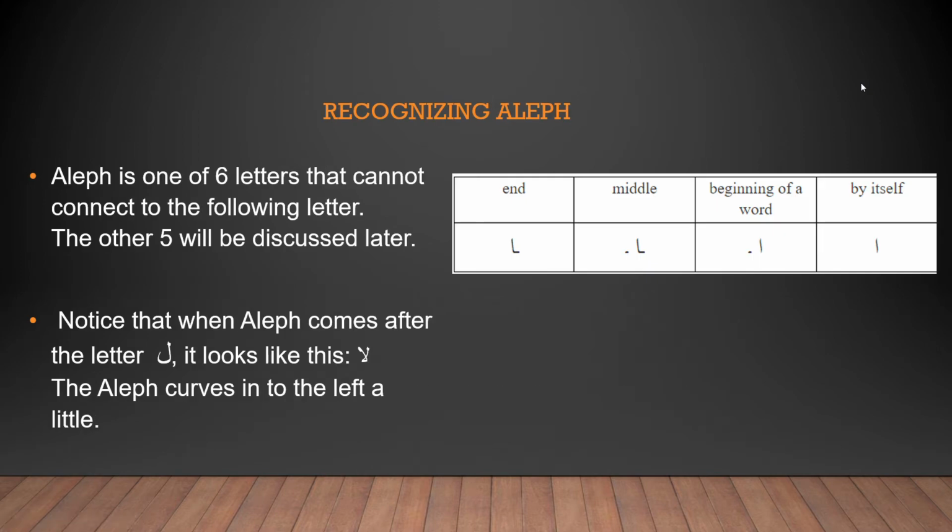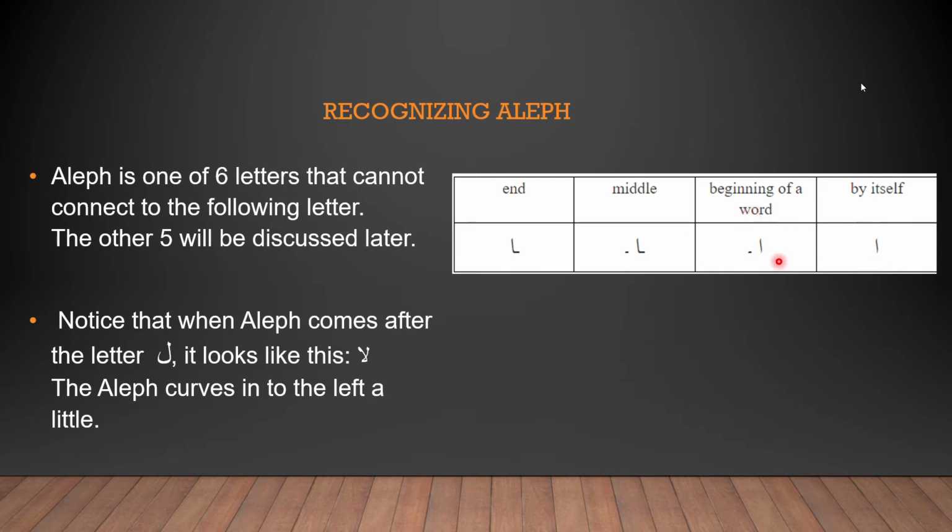We know that there are 4 forms of each Arabic alphabet. Now let us look at the 4 forms of the Arabic alphabet alif. In the by itself version, the alif has a straight line and it looks just like the number 1.